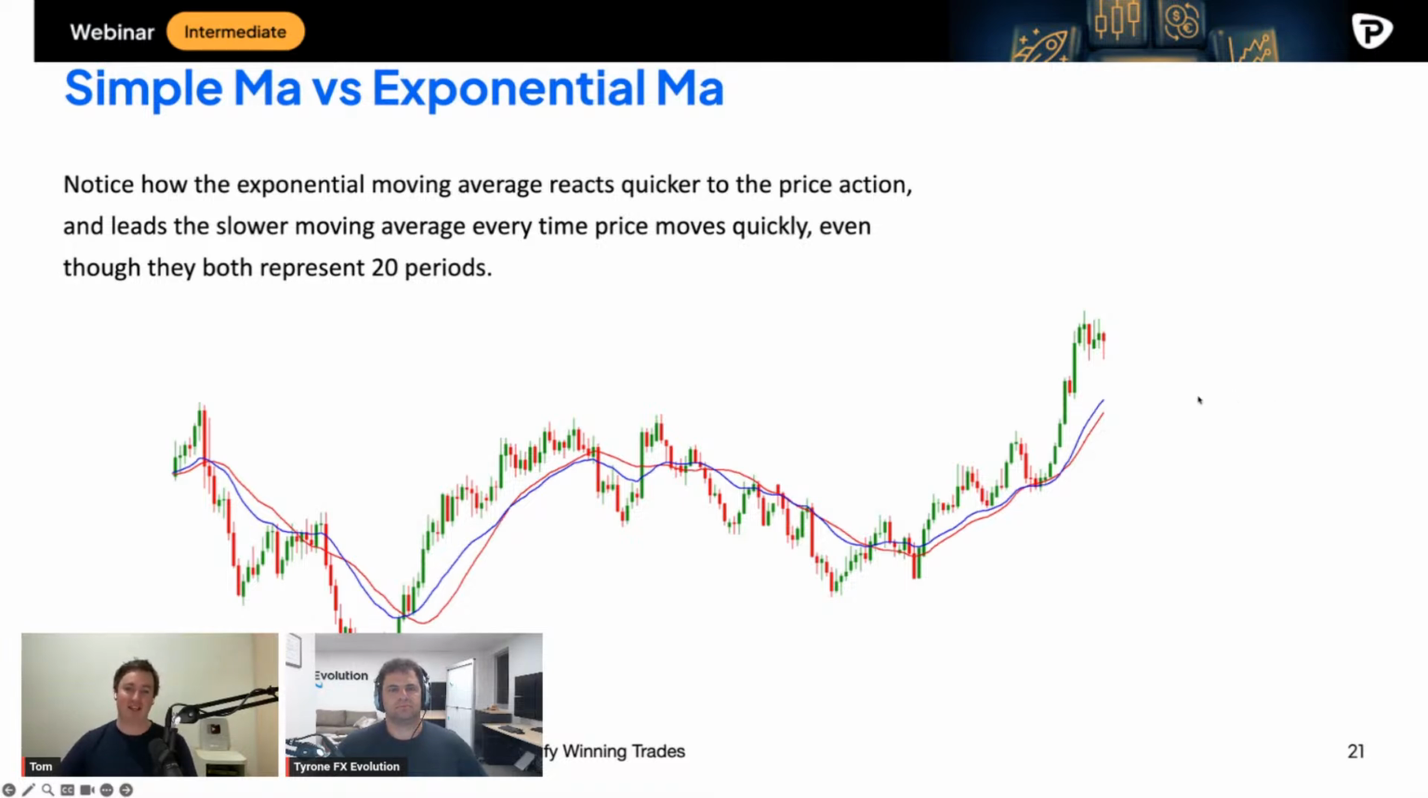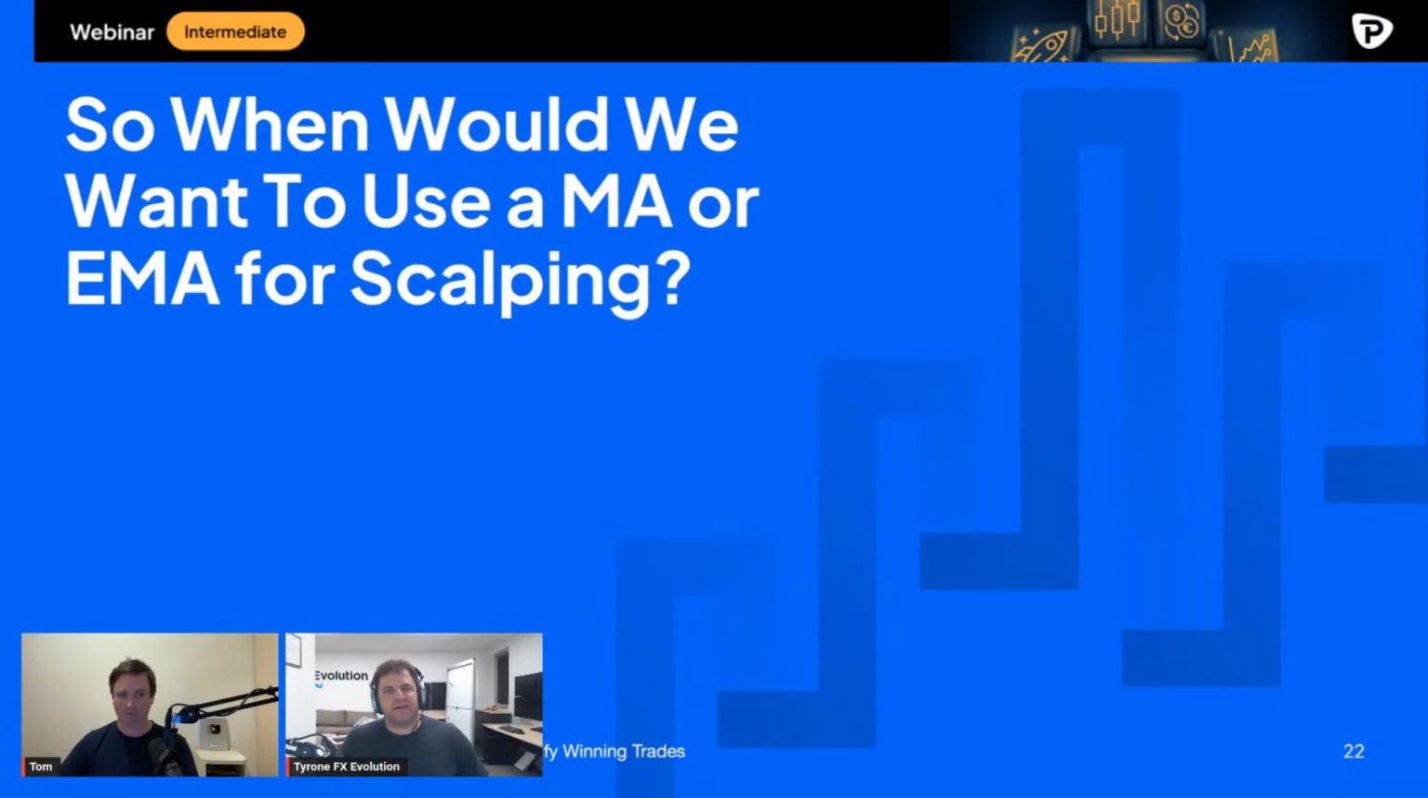And more importantly, which one in terms of SMA and EMA should we be using for scalping and day trading? What is your opinion on this, and which one is generally better for the shorter timeframes? Yeah, sure. Look, the exponential moving averages are definitely the go-to for us as scalping traders and short-term traders, because they're the ones that are giving us the most relevant information.